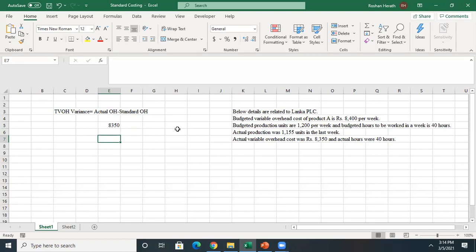So here you can see that you have 1,155 units being produced, right? 1,155 units being produced. This is your actual production. For that, what is the standard hours? Let's first figure out, අපි මුලින්ම බලමු actual production එකට අපි කොච්චර hours ගාණක් allow කරනවද කියලා. The budgeted information are given. The budgeted variable overhead cost is 8,400 per week.